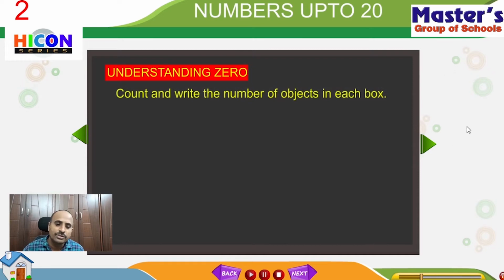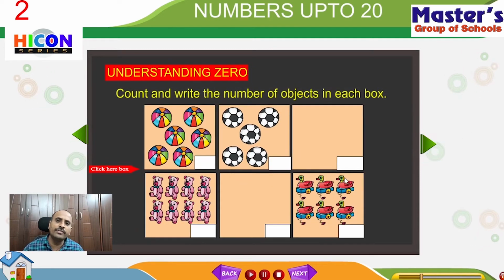Children, we have a small activity for practice. Let us practice a small activity. Look at the picture. Look at the screen. You are observing some things in each box. Count and write the number of objects in each box. Each box has some objects given. We have to count the objects in each box and write the answer.